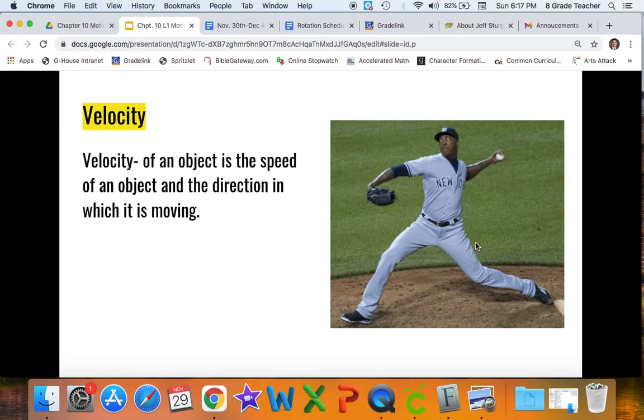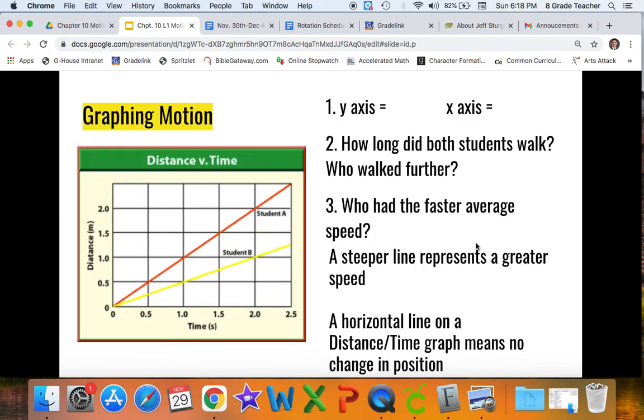That wraps up our study of what is motion. Today, again, we learned the definition of distance, speed, and velocity, and how to graph motion on our time and distance graph. Hopefully you can use that to help you complete your assignment.